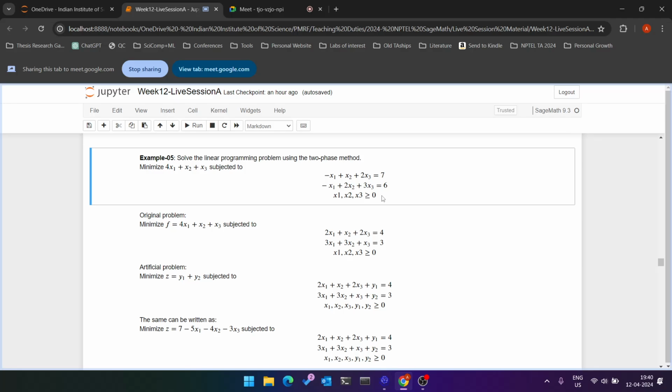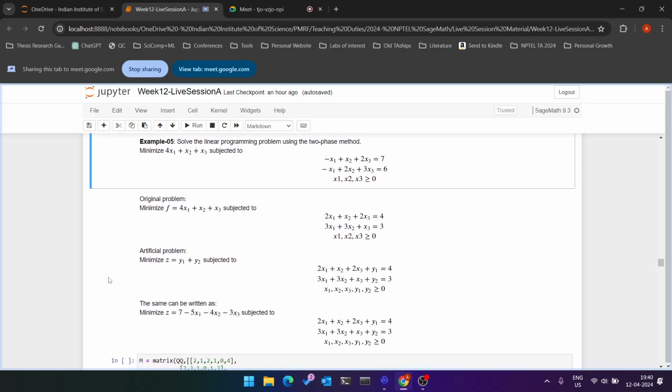So here we are given an LPP in standard form where we have to minimize f equal to 4x1 plus x2 plus x3 subject to the two constraints, which are 2x1 plus x2 plus 2x3 equal to 4, 3x1 plus 3x2 plus x3 equal to 3, with x1, x2, x3 all non-negative, and the right hand side of the equality constraints also non-negative. So this is basically of the form minimize f equal to c transpose x subject to Ax equal to b with x greater or equal to 0 and b greater or equal to 0.